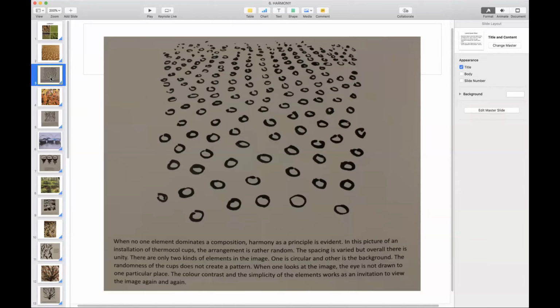So when no one element dominates a composition, harmony as a principle is evident. ये बहुत अच्छा statement है, याद रखना है, जिन लोगों को लिखना पड़ेगा वहां पर.